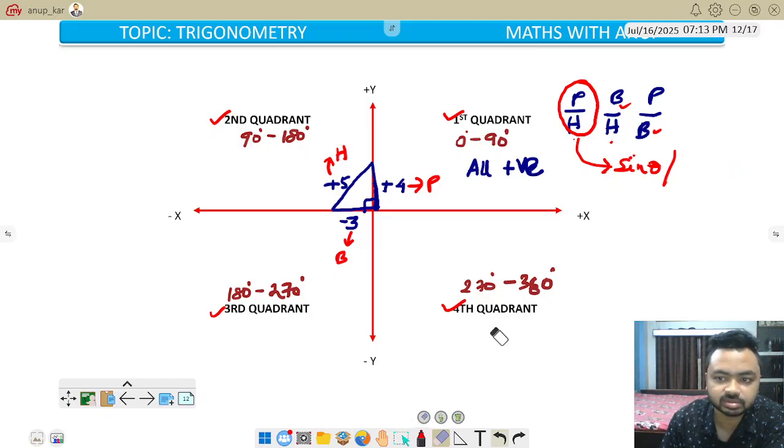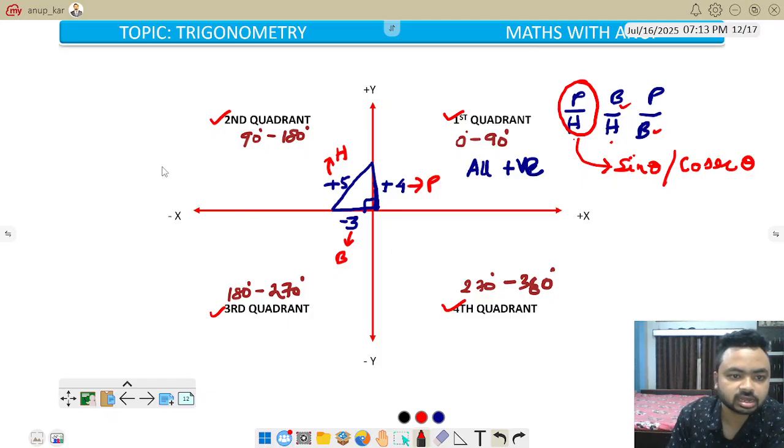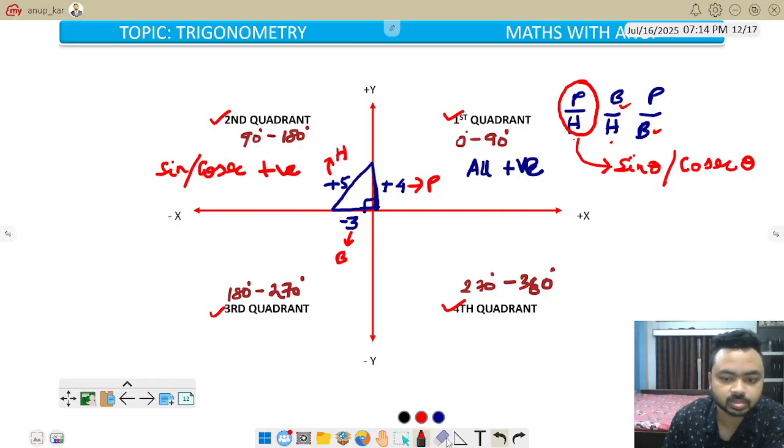Sine and the reverse of sine. So what is the reverse of sine? It is cosec. So it will be either sine or cosec that is positive here, and the rest of the trigonometric ratios are negative.